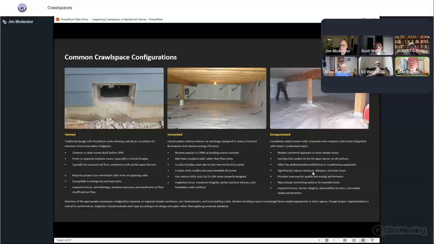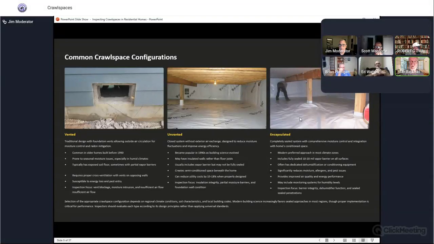Modern preferred approach in most climate zones. Includes a fully sealed 10 to 20 mil vapor barrier on all surfaces, often has dedicated dehumidification or conditioning equipment, significantly reduces moisture, allergens, and pest issues, provides improved air quality and energy performance, and may include monitoring systems for humidity levels. When you're inspecting it, you're making sure the barrier integrity is not degraded, the dehumidifier functions, if there is one, and penetrations are sealed.